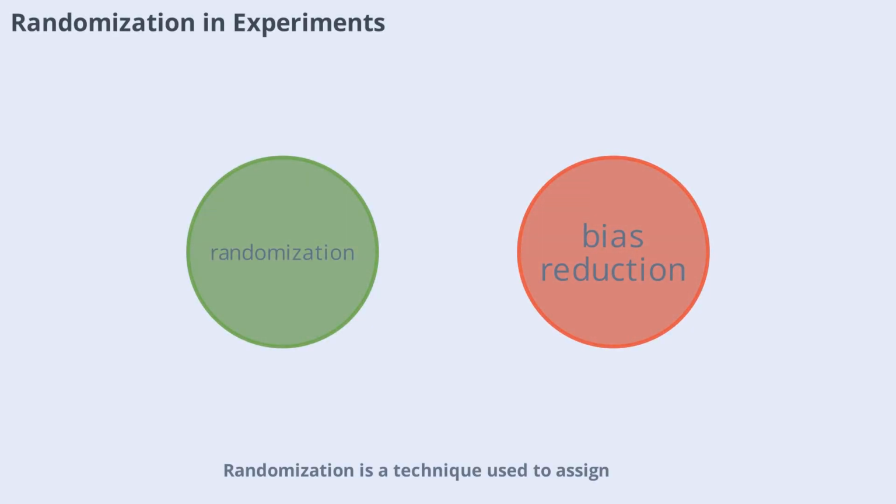Randomization is a technique used to assign subjects or samples to different groups by chance. This process reduces bias and ensures that groups are comparable. Randomization strengthens the validity of experimental results by minimizing the influence of confounding variables. It's a key principle in both clinical trials and laboratory research. In the next scene, we'll explore the concept of blinding and its role in experimental design.